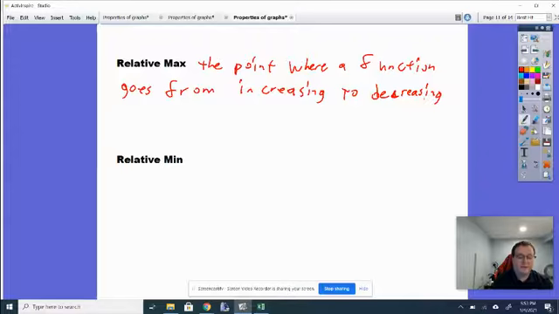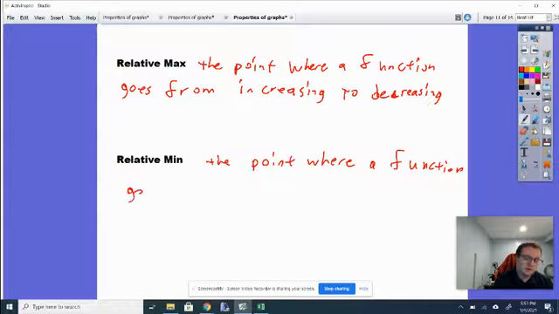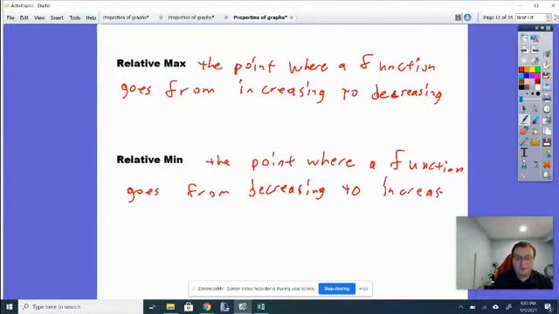And a relative min would be the opposite. The point where a function goes from decreasing to increasing. Okay, now a function doesn't have to have these.